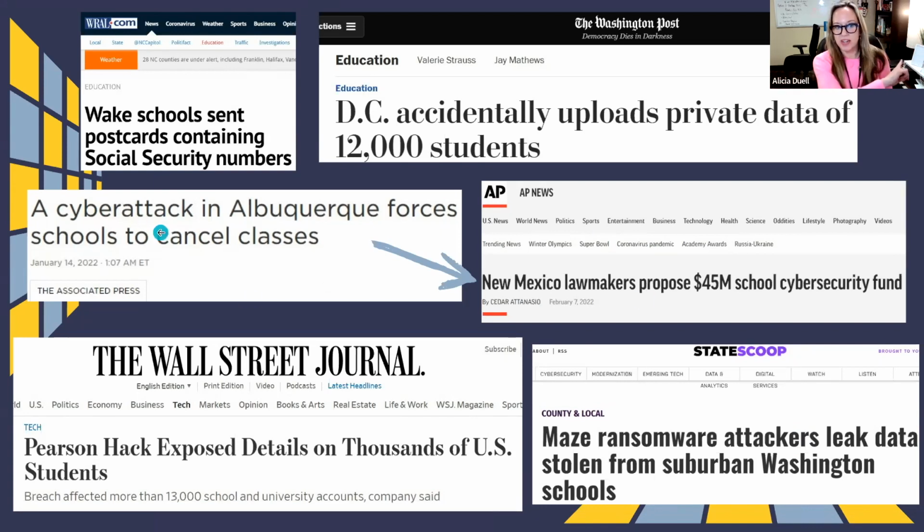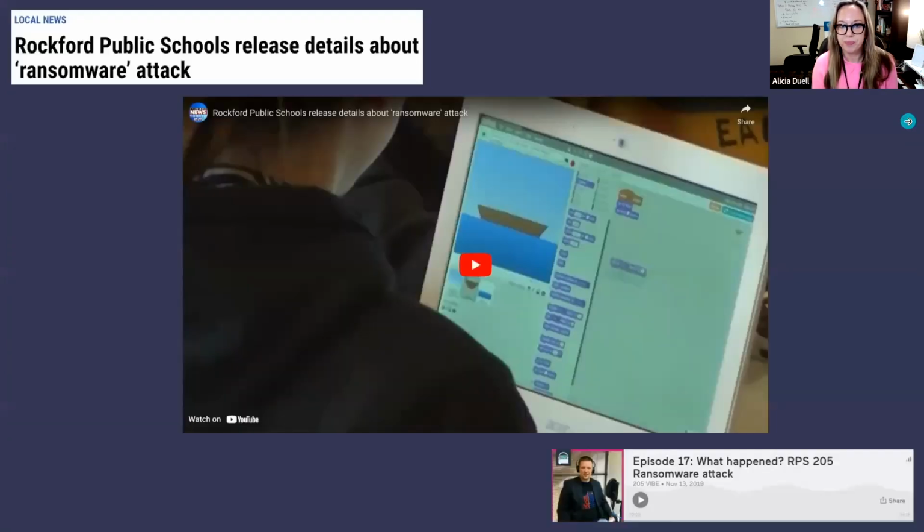Just in January of last year, there was a cyber attack in Albuquerque. School had to cancel classes. And because of that, I thought this was interesting. New Mexico as a state actually proposed a $45 million school cybersecurity fund to help schools get their cybersecurity bulked up, which I thought was great because schools don't typically have extra cash laying around for things. Many schools now have built-in cybersecurity funding, but I think it's important that the state recognizes this is a really important problem that affects not just schools, but really affects the entire state and its citizenry.